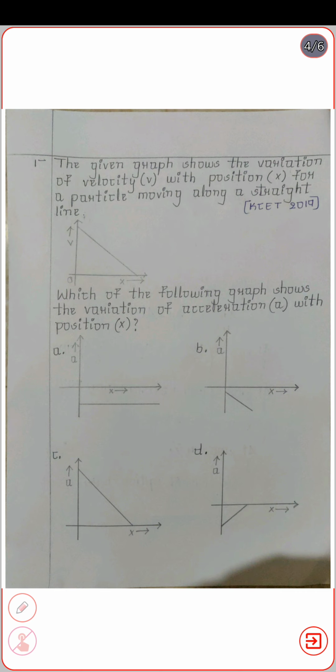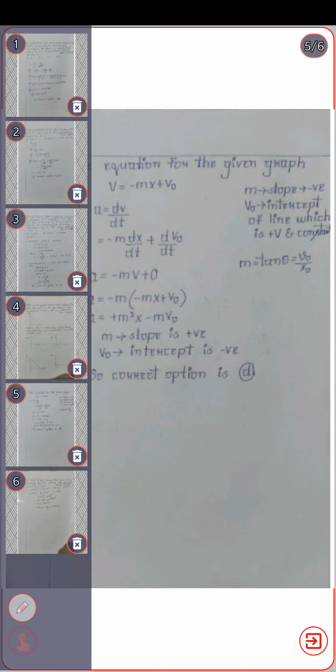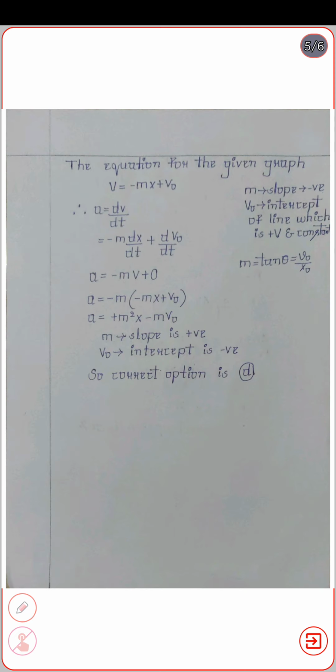So here they have given the 4 graphs. First thing we have to know is the equation for the given graph. The equation for the given graph is v equals minus mx plus v naught. Here m indicates the slope, and we have the negative slope. The v naught is the intercept of the line, which is positive, and it's a constant. Or else you can take m as the slope, that's tan theta. What is that slope value? It is v naught by x naught.